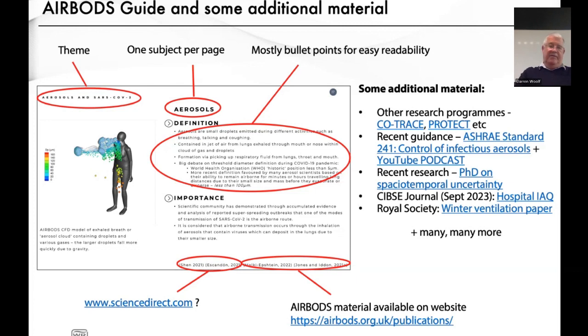And then there's a lot of research, some PhDs just coming out recently on spatiotemporal uncertainty, which is what I like to think about a lot. It's about bridging between thermal models and CFD using statistical approaches. There's articles such as in the CIBSE Journal, Hospital Indoor Air Quality, which was recent, and Royal Society papers, and many, many more.